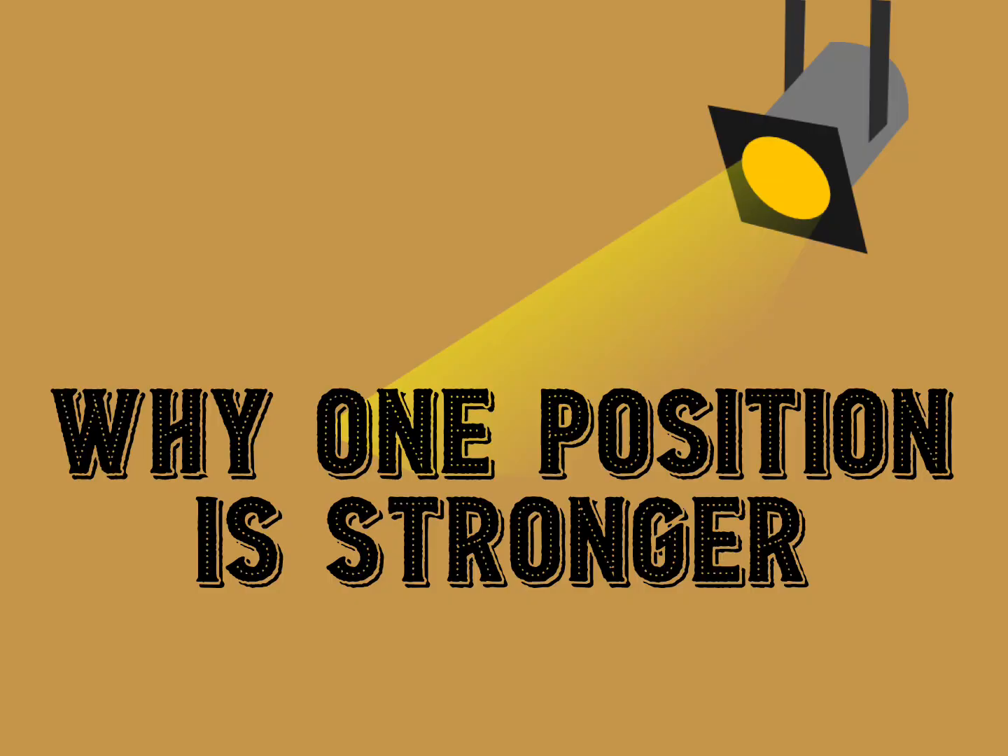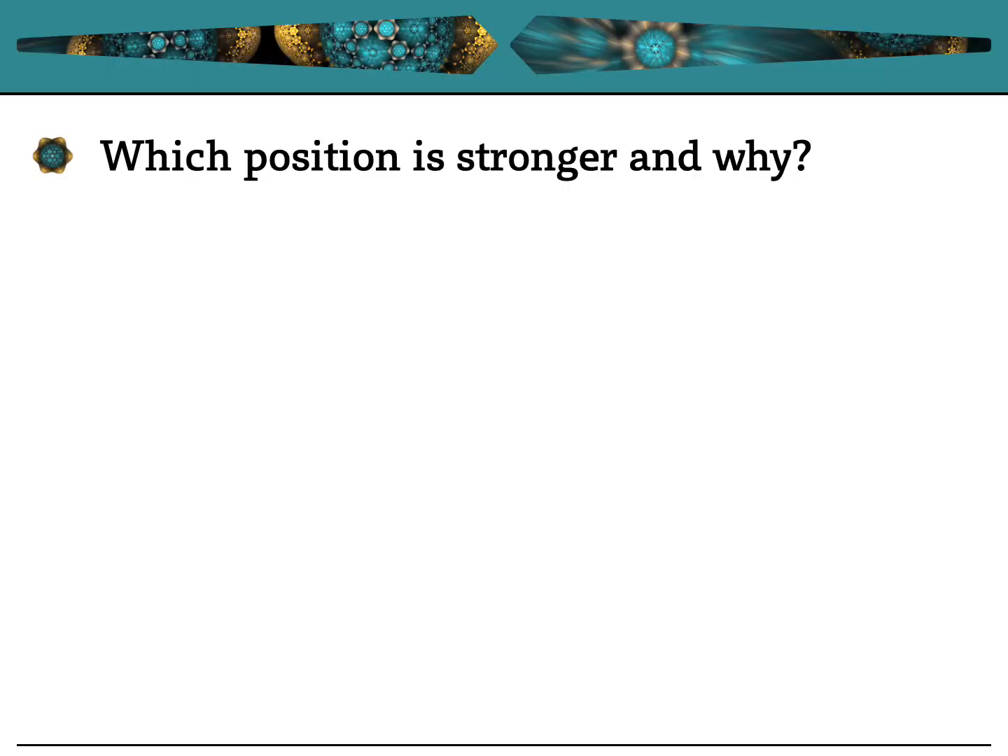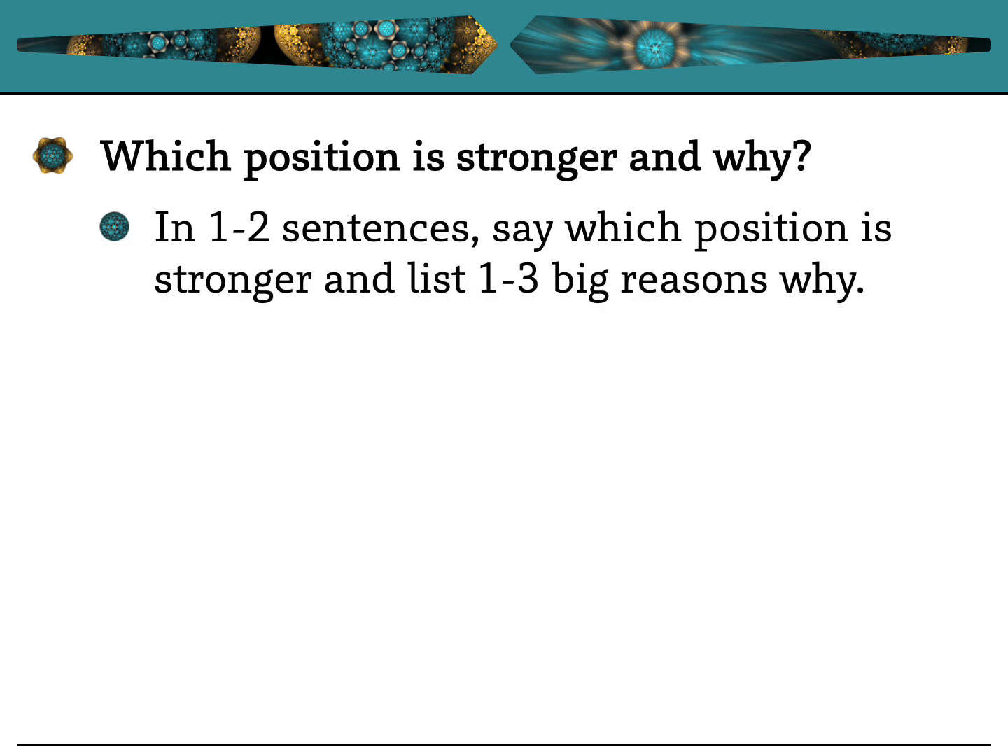Now moving on, your next body paragraph, why one position is stronger. In this paragraph, you'll prove that one position is stronger than the other. So you start by explaining which position is stronger and why. In 1 to 2 sentences, flat out tell the reader, position 1 or position 2 is stronger because blah, blah, blah. If you can do that in 1 sentence, awesome. If it's easier for you to explain this in 2 sentences, also awesome.